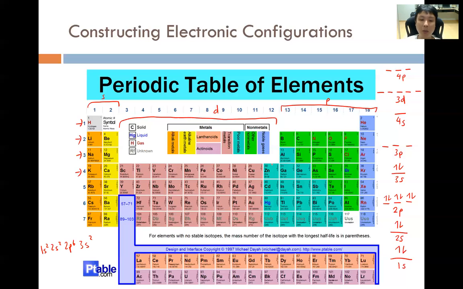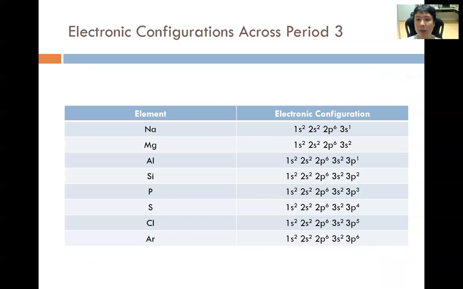Okay, there are two anomalies in the form of chromium and copper, and we'll just discuss this further when we do transition metals. Okay, so this is the way to write electronic configuration, and based on this way, we can write the electronic configurations for all the elements across period 3. Sodium will be this, 1s2, 2s2, 2p6, 3s1. Then magnesium has 1 more electron, so it's placed in the 3s orbital. Aluminium has again 1 more electron as compared to magnesium, and is placed in the 3p orbitals, so on and so forth.